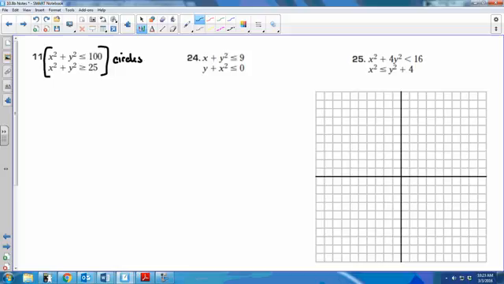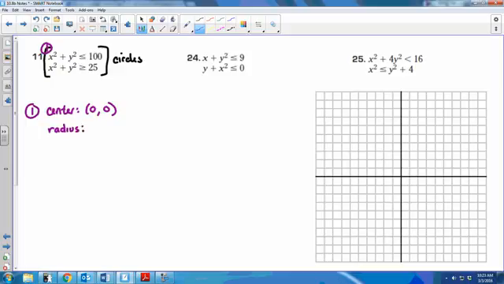They're both already in standard form, so that's nice, because that means I don't have to do anything extra to fix them. So let's start with the first equation, or first inequality. I keep calling them equations, they're inequalities. What is the center of the first circle? 0, 0. And what is the radius of the first circle?